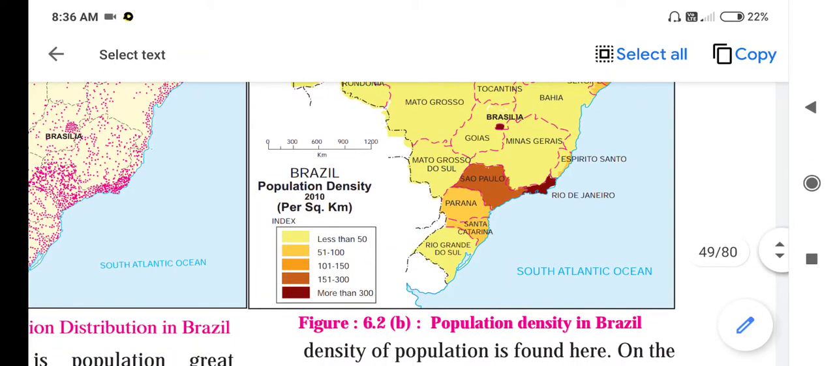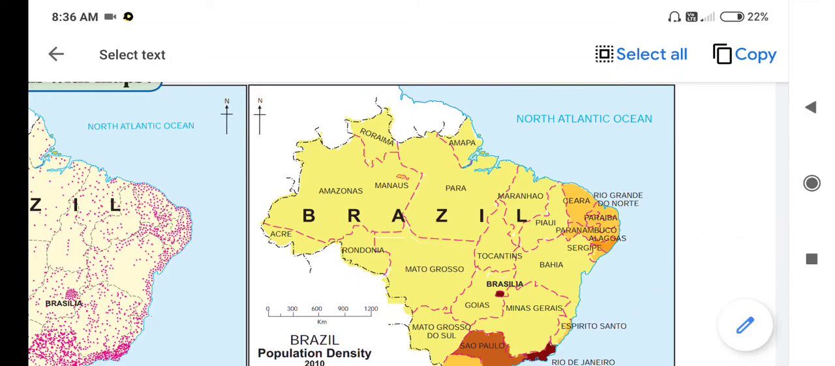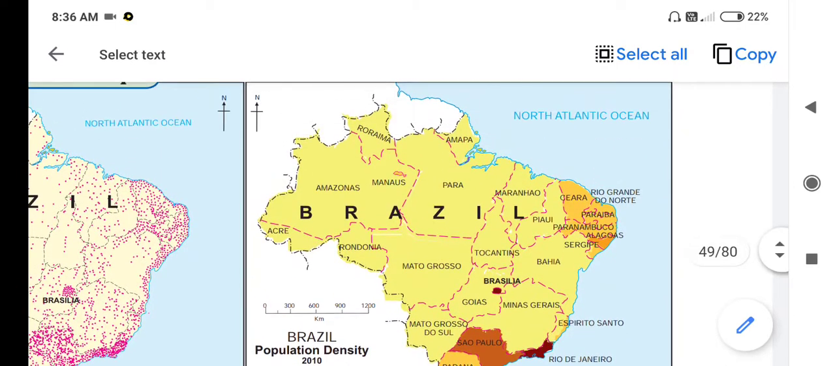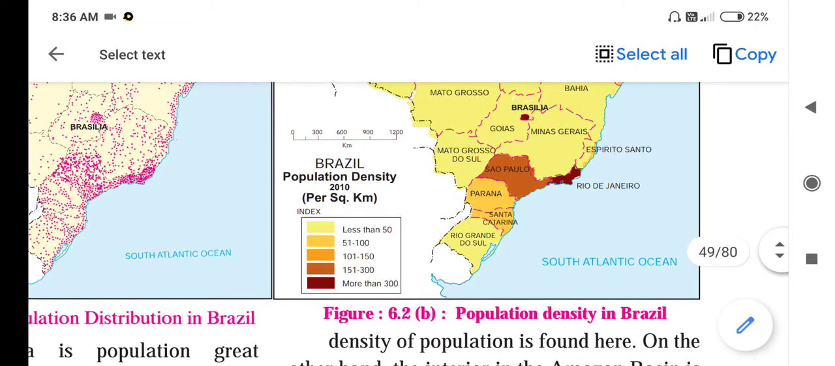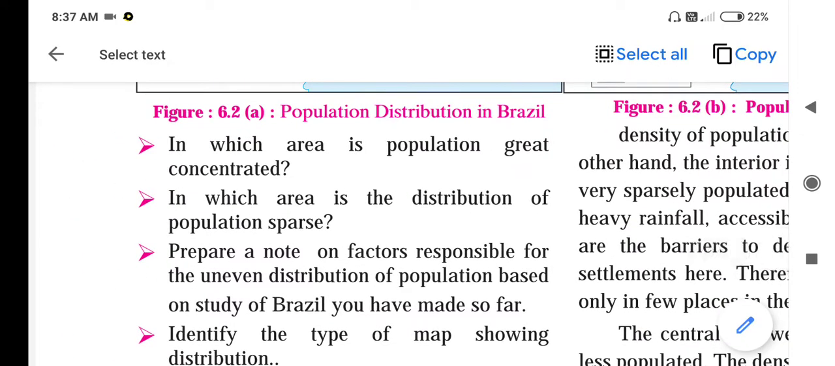And this light yellow color is representing less than 50. So many places are there which are less than 50. In the coastal area, we can find the population is good, means densely populated. We will study the graph and we will give the answers.